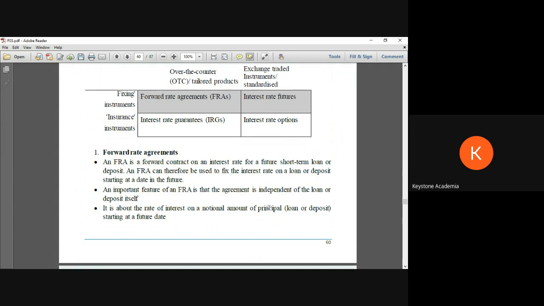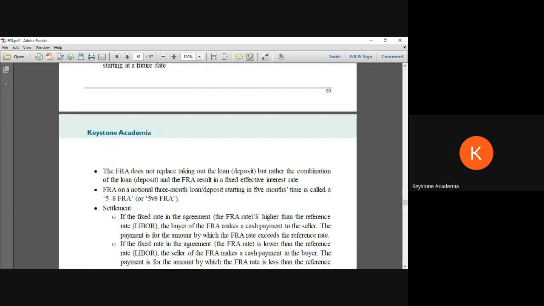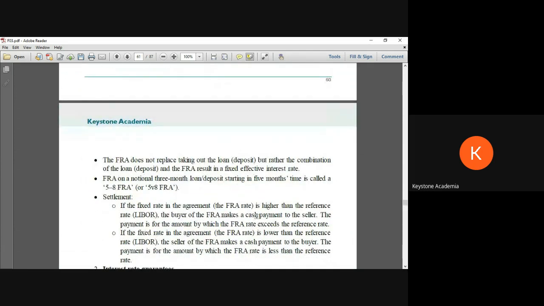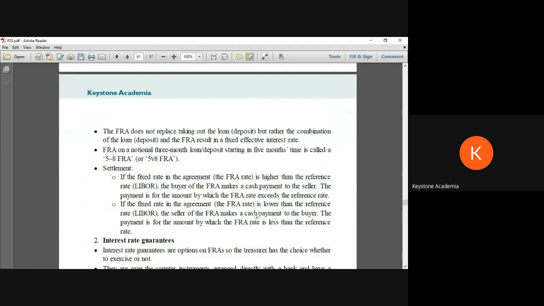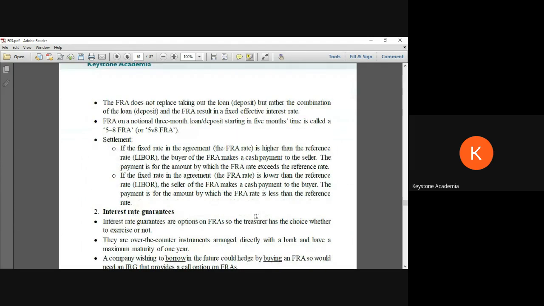Okay. It is about the rate of interest on a notional amount of principal starting at a future date. We are simply fixing the future interest rate now. This much is enough for us to understand. They have also given how it works and how they write it. For example, 5 by 8 means 5 to 8 months. Anyway, you don't need to know that.